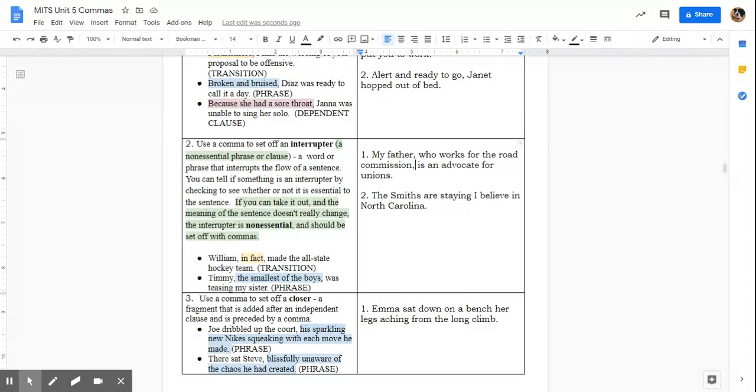Number 2, the Smiths are staying, I believe, in North Carolina. I believe is a non-essential phrase that we simply need to put commas around because it is not essential to understand the meaning of the sentence: the Smiths are staying in North Carolina.